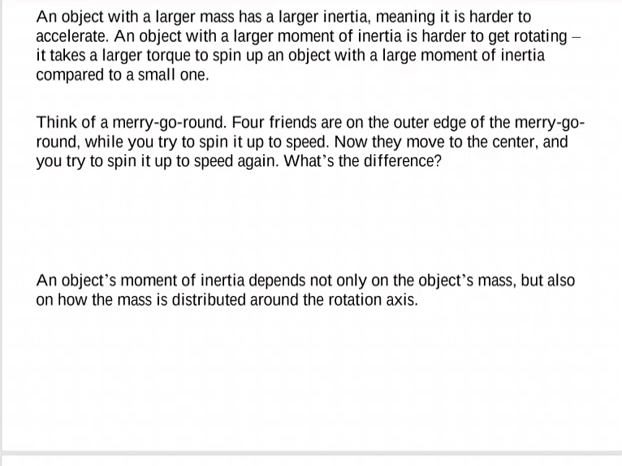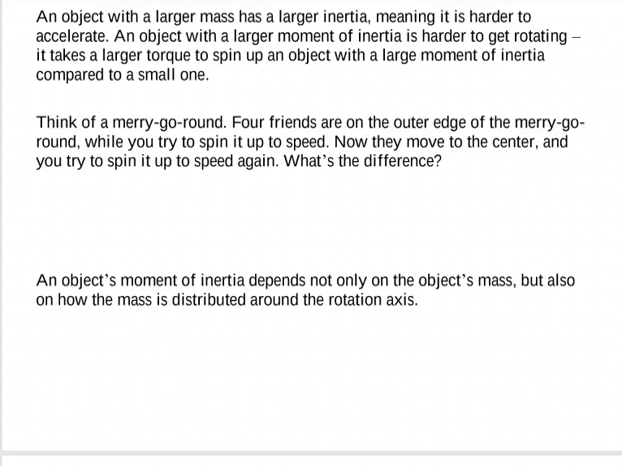Same ideas. It takes a larger torque to spin up an object with a large moment of inertia compared to a small moment of inertia. Okay? So if you want to get something turning, it's easier to get something turning with a smaller moment of inertia. So the question is, how do I get a smaller moment of inertia? What causes something to have a larger moment of inertia? That's the concept that you have to understand.